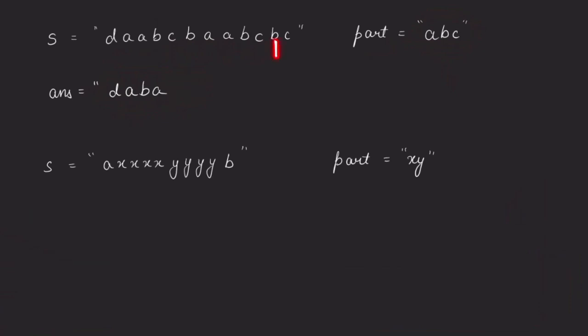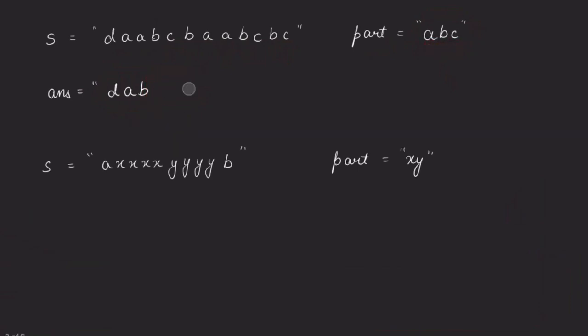Then next is B, so we will append B over here. BAB is not equal to ABC. Move on to the next character, which is C, so C will be appended here. Now ABC is equal to ABC, so we will remove the last 3 characters, and then we are done with the string S, and this is our final answer which we can return, right?